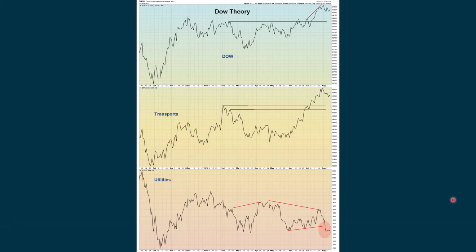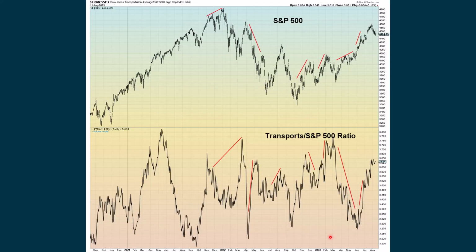We also take a look at traditional Dow theory, where we're seeing a breakout of the Dow, also the transports, which have been breaking out but seeing some recent weakness, and then I add utilities to the mix, where they have been really underperforming as of late. We look at a ratio between the transports and the S&P 500. When this is going up, that means the transports are outperforming, and that could be healthy for the market. Typically, when the transports are doing well, that's good for the economy.